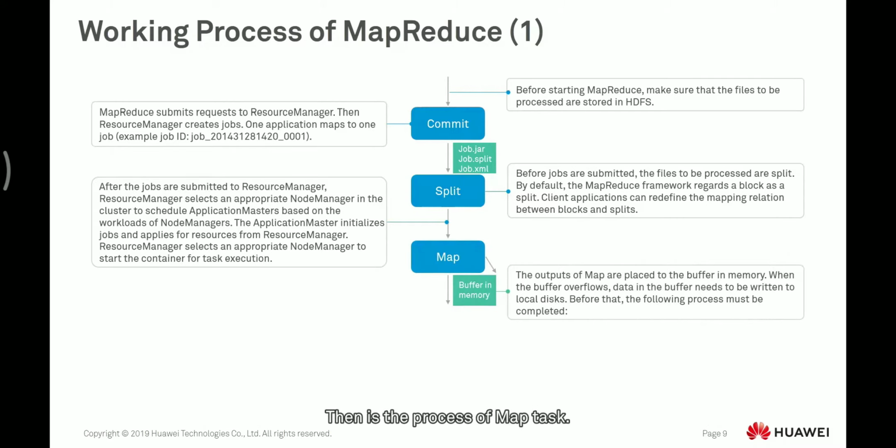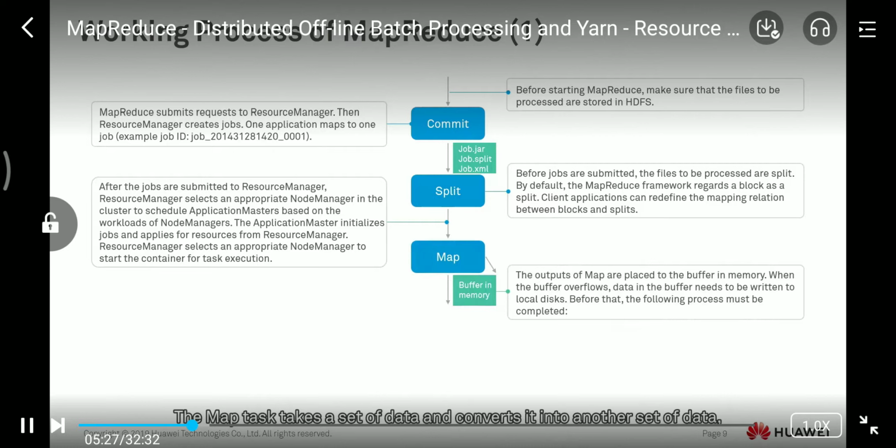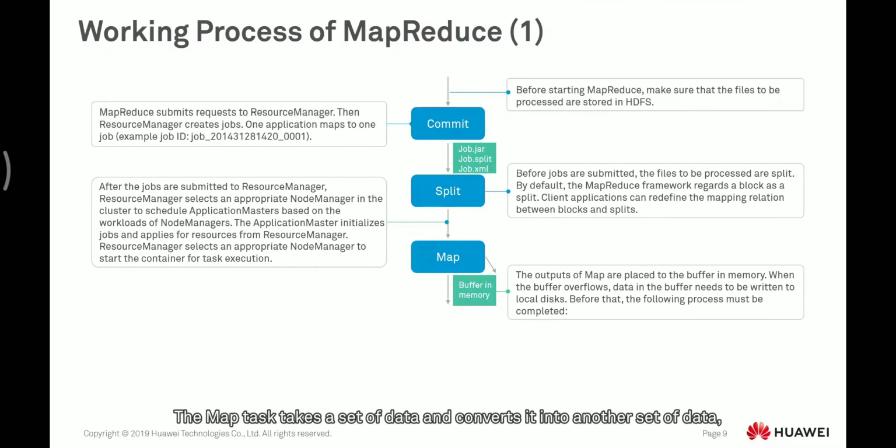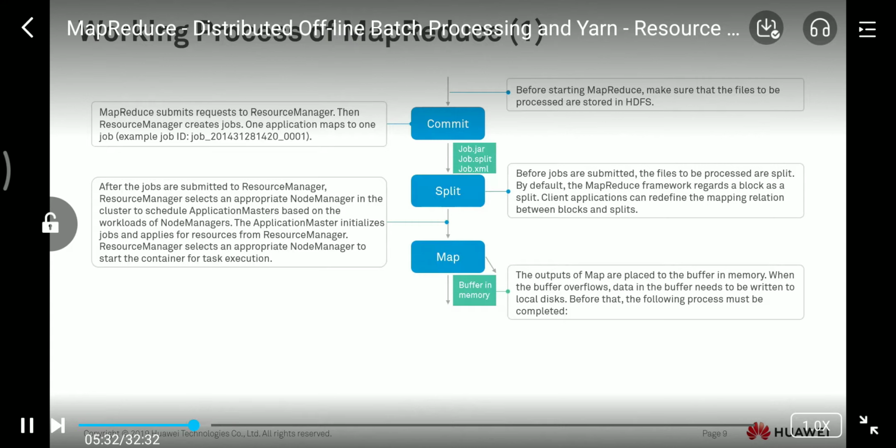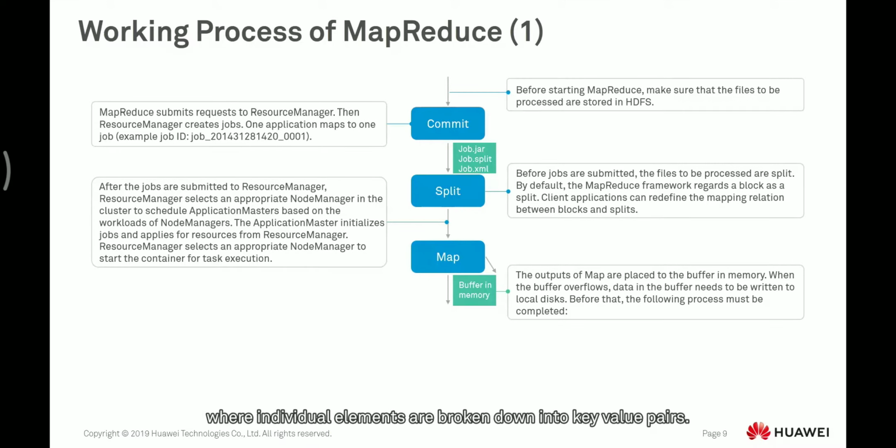Then is the process of map task. The map task takes a set of data and converts it into another set of data, where individual elements are broken down into key value pairs. Each map task has a circular memory buffer that it writes the output to. The buffer is 100 MB by default. The size can be configured by user. When the contents of the buffer reach a certain threshold size, which by default is 80%, data in the buffer will be written to local disks.